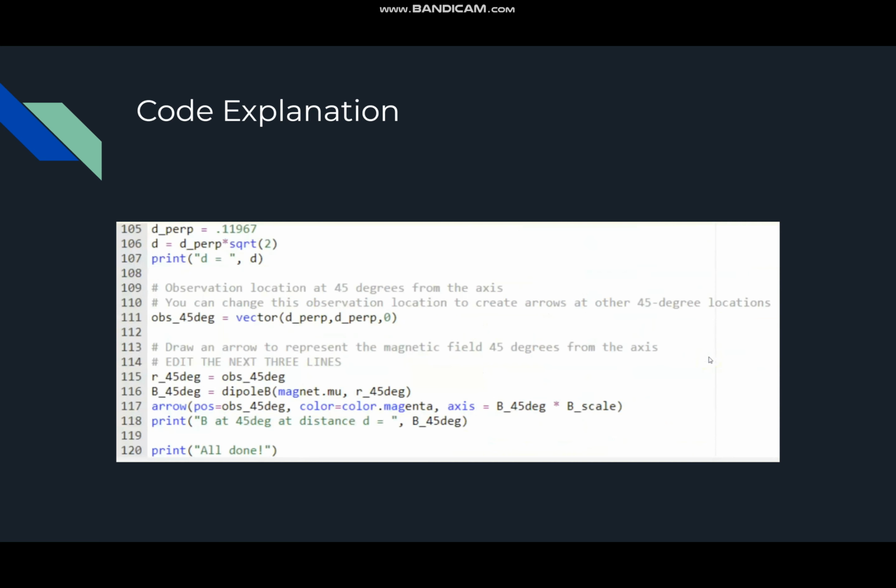And this right here calculates the dipole magnetic field of the magnet mu, at our distance and an angle of 45 degrees, and prints it out saying B at 45 degrees at distance D is equal to whatever. And we'll see what that is now.